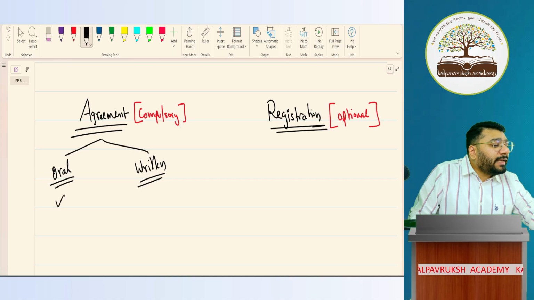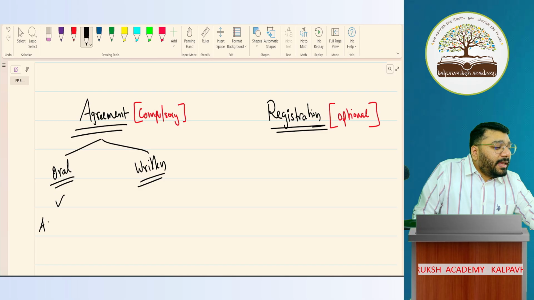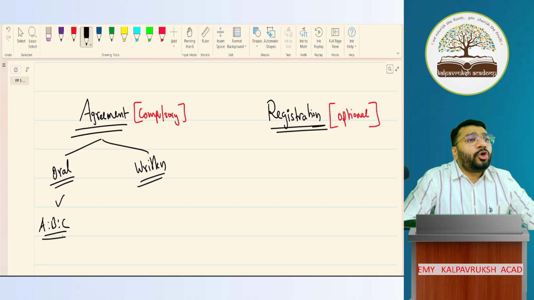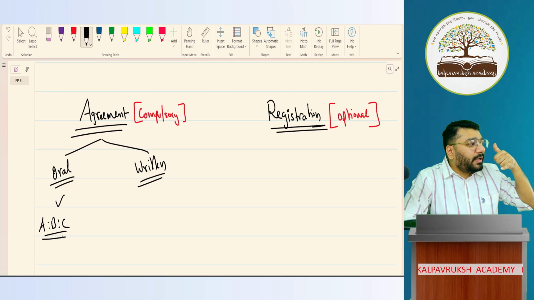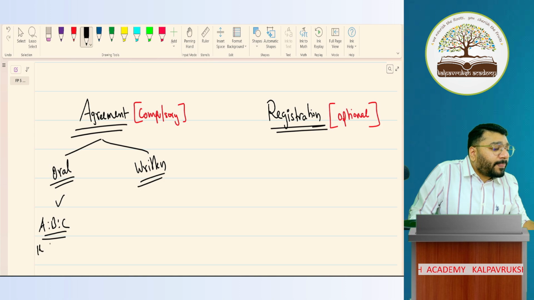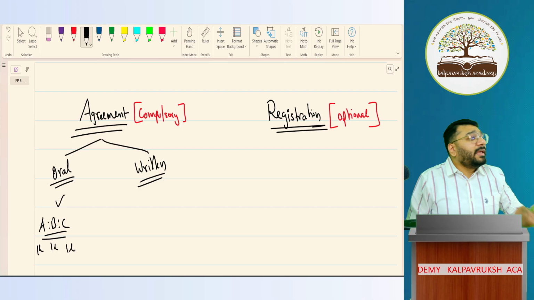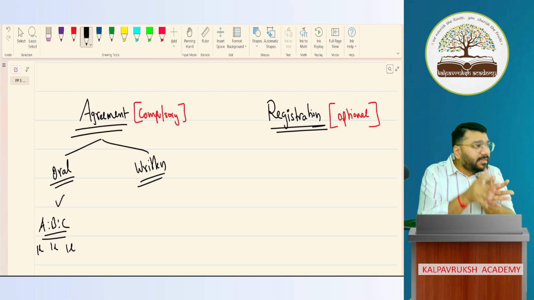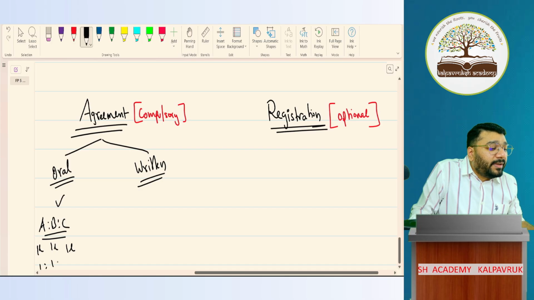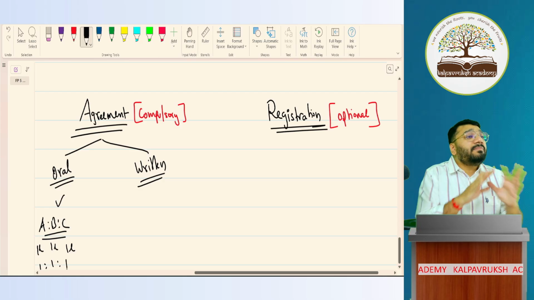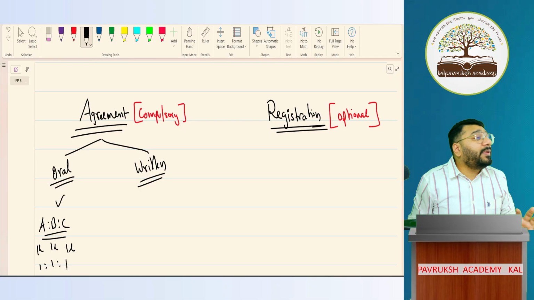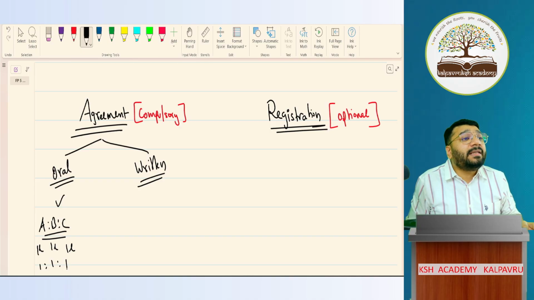Do you understand what is the meaning of oral agreement? A, B, C, three individuals, came together with the intention to do business. Over the phone, they discussed the terms and conditions. A will give 1 lakh capital. B will give 1 lakh capital. C will give 1 lakh capital. A will do this work in the business, B will do this work, and C will do this work. At the end, whatever profit comes, all of them will share the profits equally. When all the terms and conditions of the partnership business are agreed orally between the partners, that is called an oral agreement.